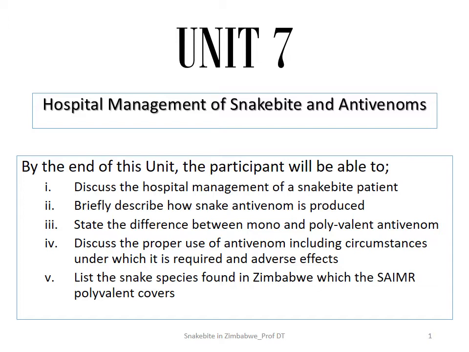So by the end of this course, the participant should be able to discuss the hospital management of a snake bite patient. And nothing really in depth here, but really have an appreciation of what type of management would be expected to be given to a patient with a snake bite. And secondly, must be able to briefly describe how snake antivenom is produced. Thirdly, must be able to state the difference between monovalent and polyvalent antivenom.